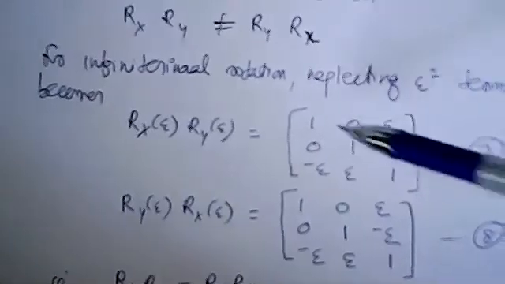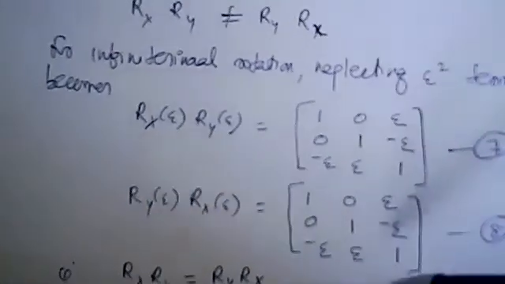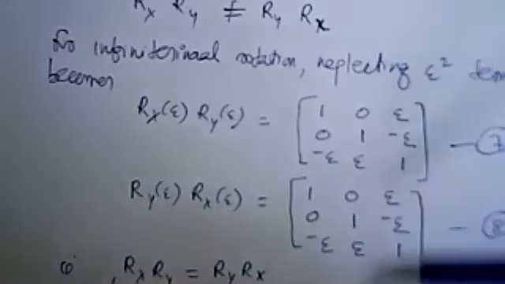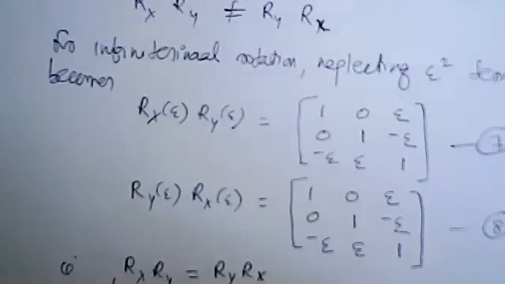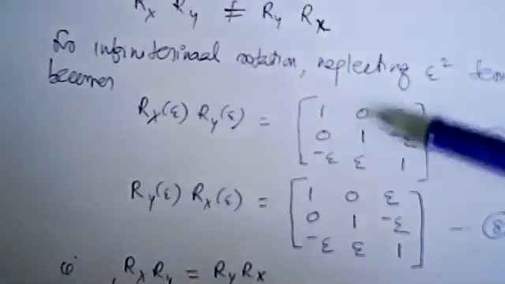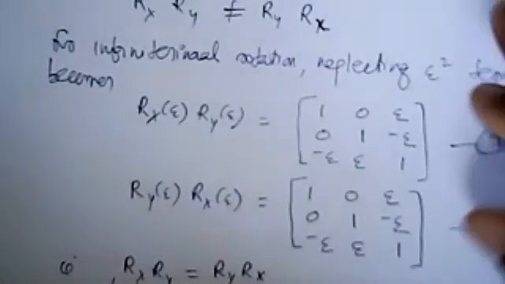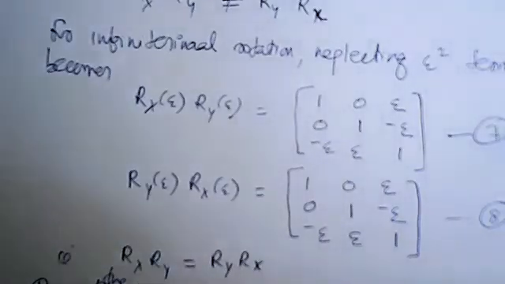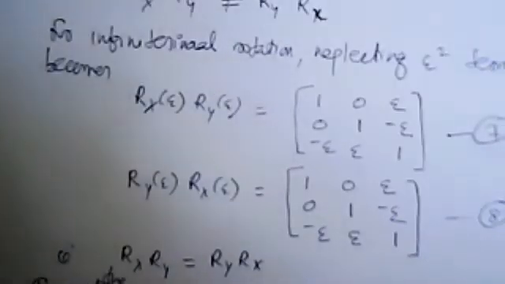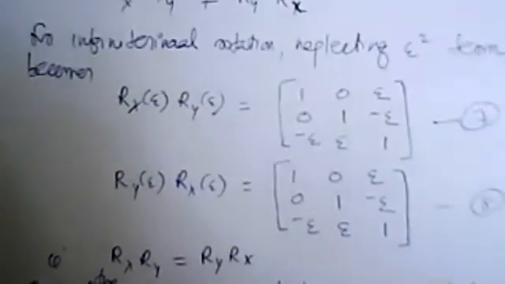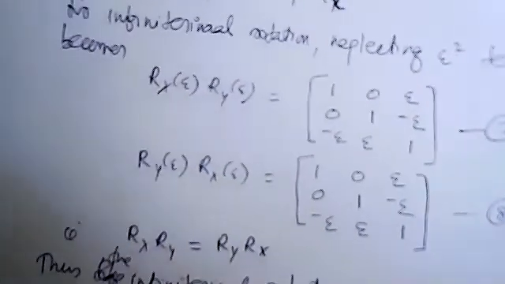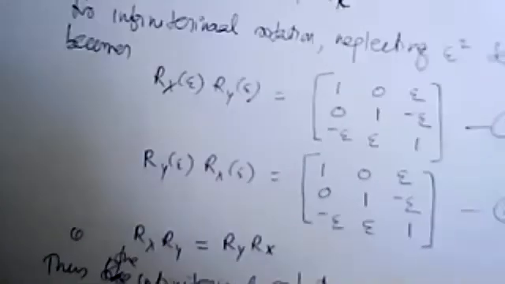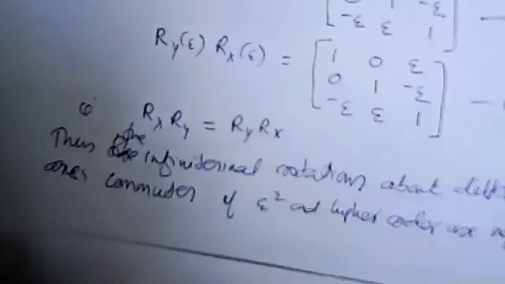Simply write the results. By neglecting the higher terms, you write both matrices. You can see that both matrices are the same. That means for infinitesimal rotation about different axes, we earlier said that the finite rotations about different axes do not commute. But you can see that if the rotation is very small, infinitesimally small, the rotations about different axes commute.